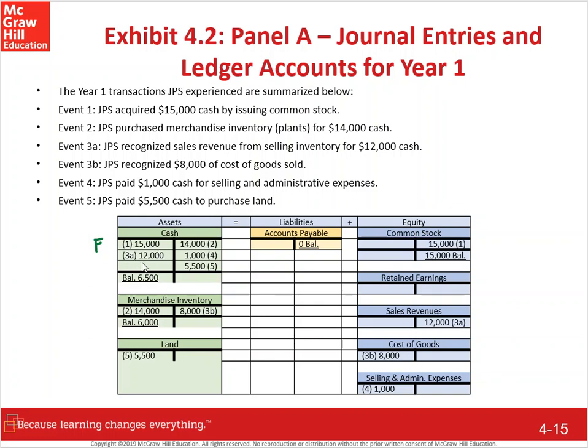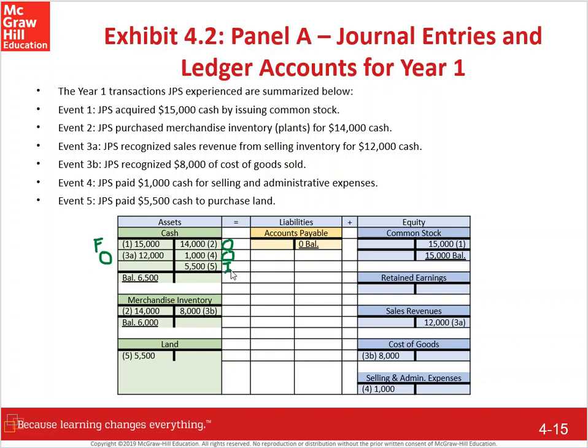Our next inflow was 12,000. That was from sales. What do you think about that? How about an O, operating activity? Then we bought inventory. So we have this cash outflow of 14,000. That's OA. And then we had a $1,000 outflow for our selling and admin expenses. That one was OA. And then we spent $5,500 on land. So that one's IA. Good.